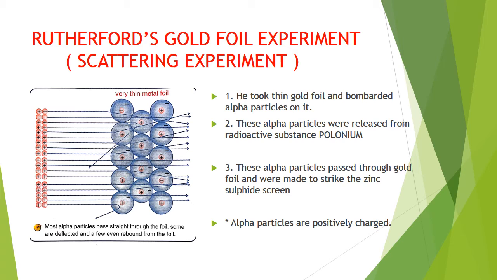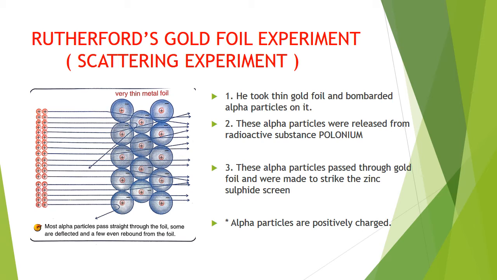Just have a look at the diagram on the left hand side. You can see that on the left hand side there are small dots with positive sign in the center. These are alpha particles. On the right hand side you can see some circles which are shaded blue with a positive sign in the center. So these are representing the gold atoms.